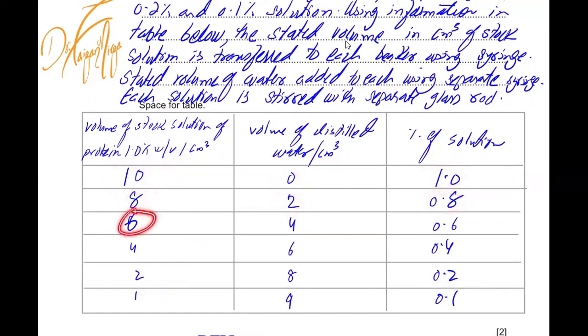If I add 6 parts of this weight by volume and 4 cm cube of water, I get 0.6. Again, 4 with 6, I get 0.4. 2 with 8, I get 0.2. And 1 with 9, I get 0.1. The table must have the units mentioned at the top and not in the body of the table. Percentage should be mentioned. Again, all the units must be placed appropriately at the top of the table.